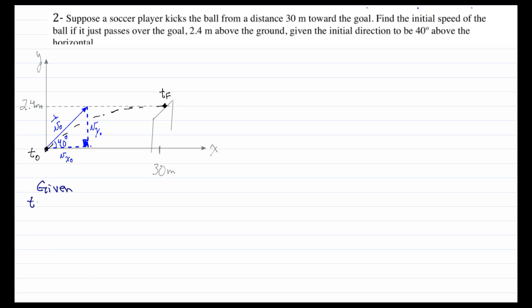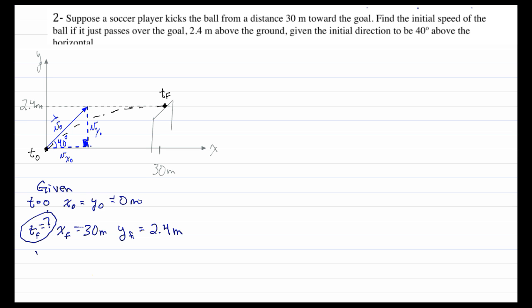At t equals 0, we know x naught is equal to y naught, which is equal to 0. Our ball starts at the origin. Now, at t final, our ball is at some final x position, which we know to be 30 meters, and the y position is 2.4 meters. We don't know what t final is, so that might be something we're going to need to find.